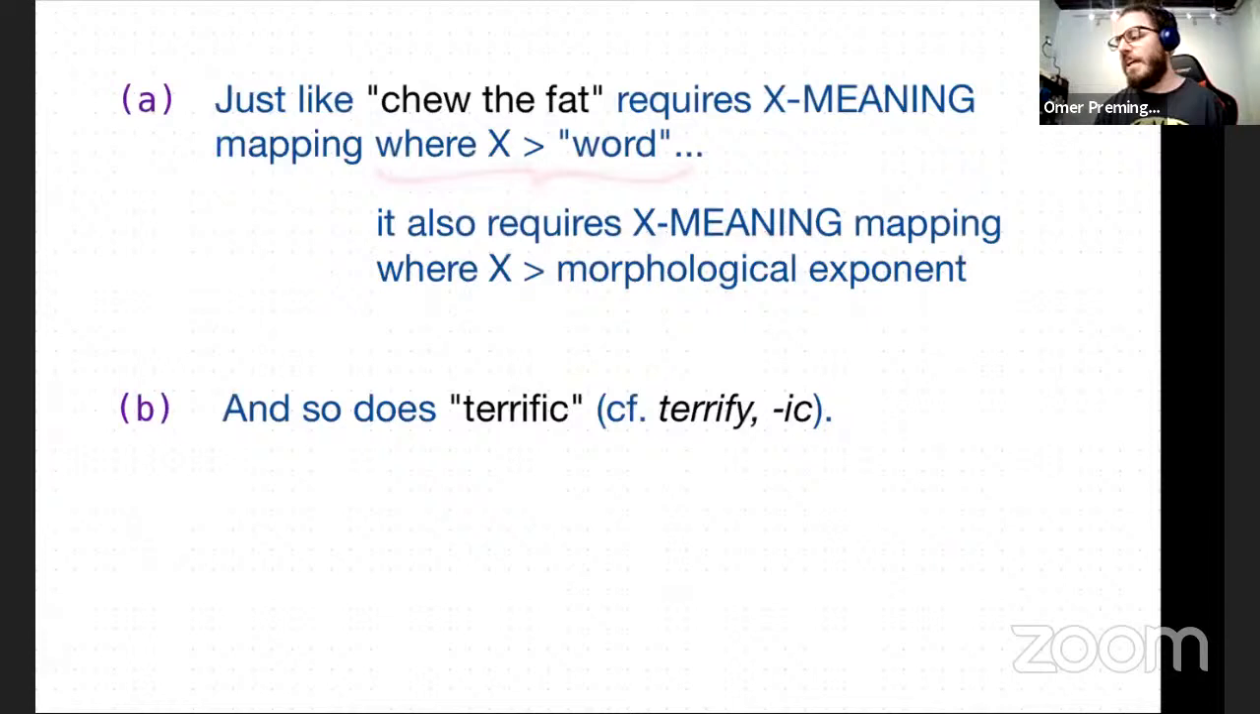And for that matter, so does terrific require larger than individual morphological exponents, because this is a morphological exponent, or maybe it's a few, but it's a morphological unit, and this is a morphological unit. But this that is clearly decomposable from a morphological perspective, nevertheless has a non-decomposed meaning. It doesn't mean having the capacity to terrify, it means its own thing. It's very much idiomatic, just like chew the fat is.